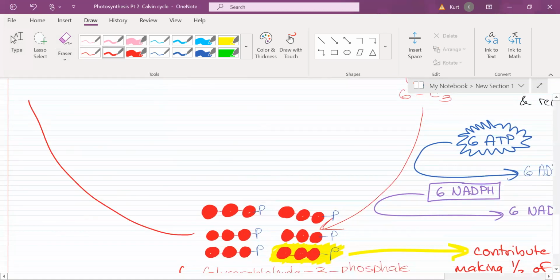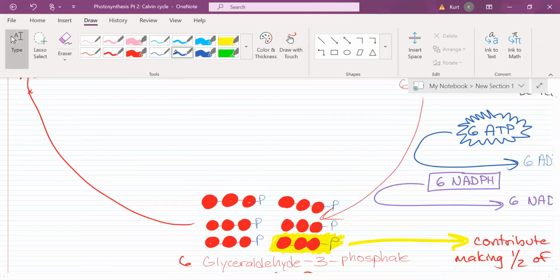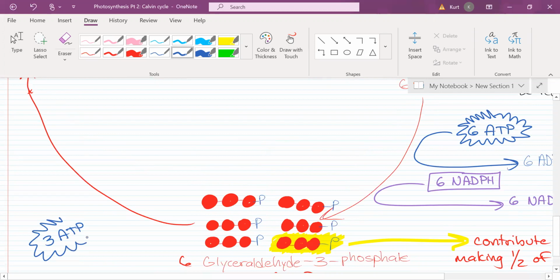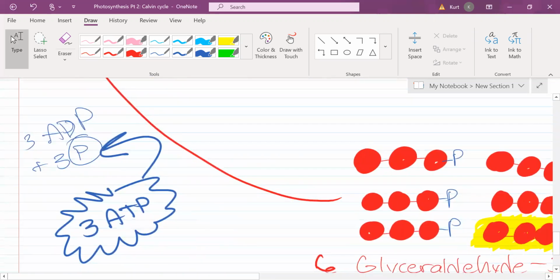So we're going to go up here. And in order to regenerate G3P, we're going to need 3 more ATP. And that will form 3 ADP plus 3 inorganic phosphates. And that's going to help the regeneration of RUBP, ribulose bisphosphate.